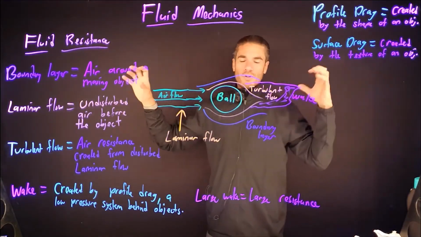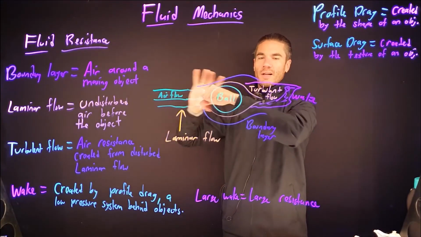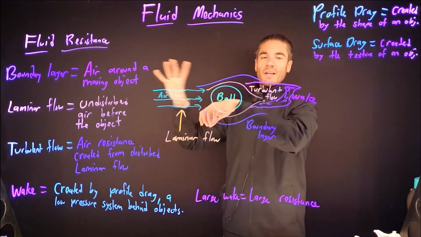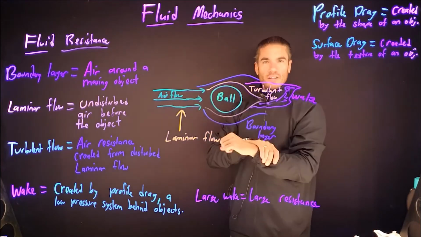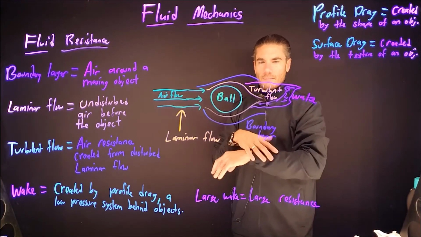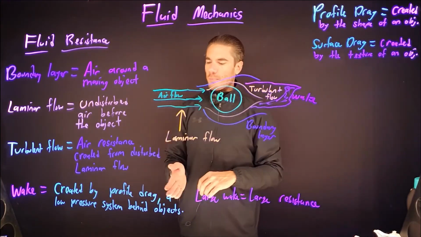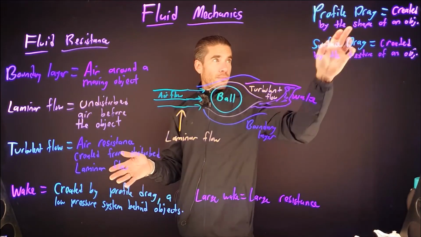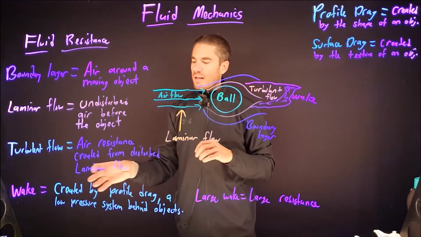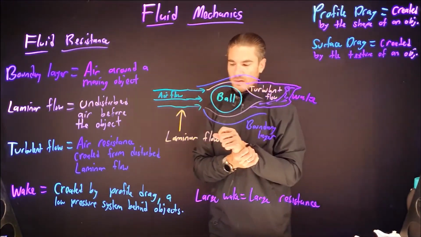So our ball or our object or whatever it is traveling through the air, it hits laminar flow, it creates turbulent air, and then all that turbulent air ends up behind the object, obviously, because the object's moving through air, and that turbulence starts to build up, and it creates a wake. So created by profile drag, mainly, so the shape of the object. And a wake is basically a low pressure system behind objects.